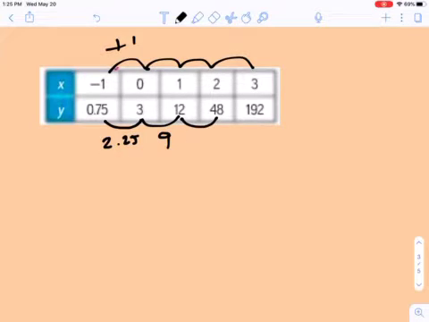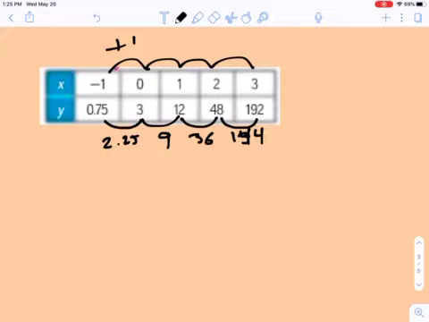12 to 48, which is 36. And then 48 to 192, which is 144, sorry. 144. Okay, so not linear.